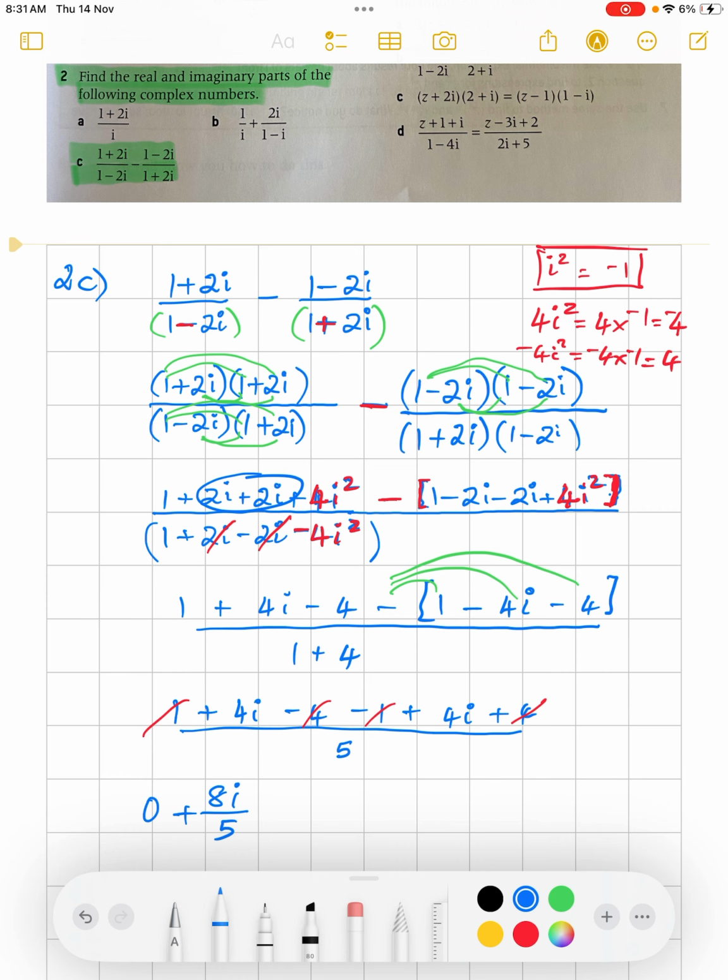So they wanted the real component and the imaginary component. The real component is 0, and the imaginary component is 8 over 5, or 1.6 if you like, or 1 3/5. I'll just leave it at that.